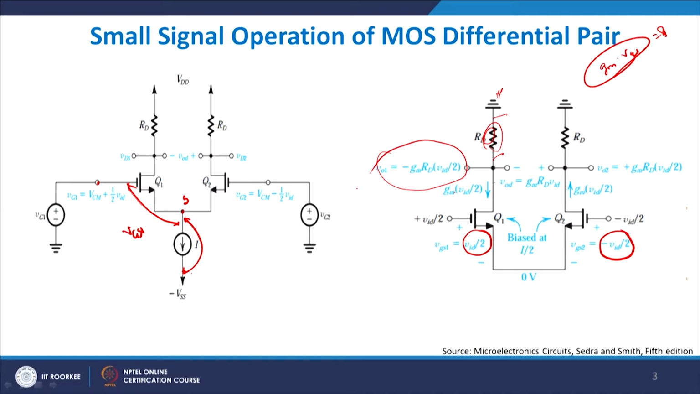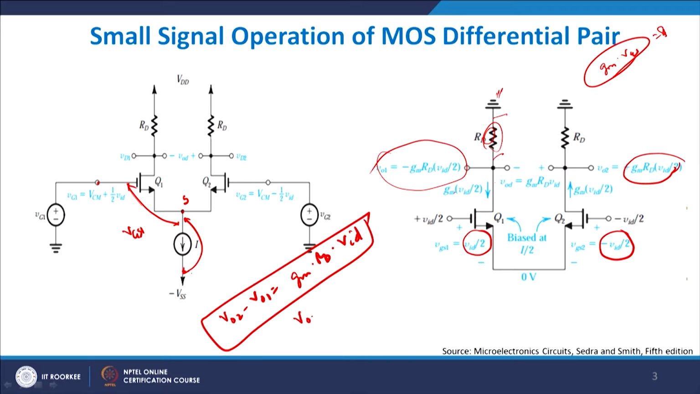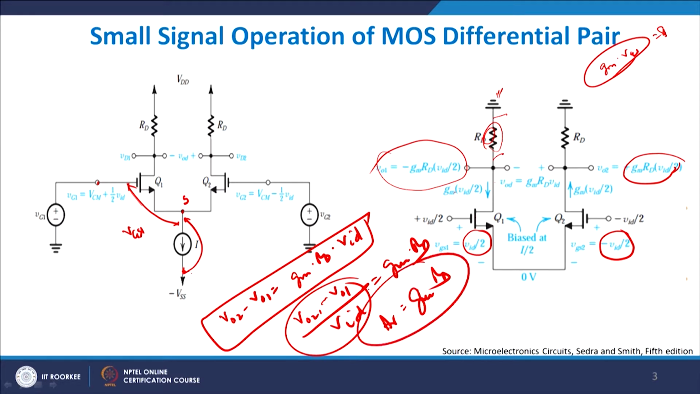Similarly, if you look at this side, you will get GM RD into VID by 2. Therefore, if you subtract this from this, which is VO2 minus VO1, I get this plus this, and therefore I get GM times RD times VID. Therefore, VO2 minus VO1 by VID is nothing but GM times RD. This is nothing but the voltage gain, because it is the output voltage difference divided by the input voltage difference, which comes out to be GM times RD, exactly what we derived in our previous discussion, in our previous slides.